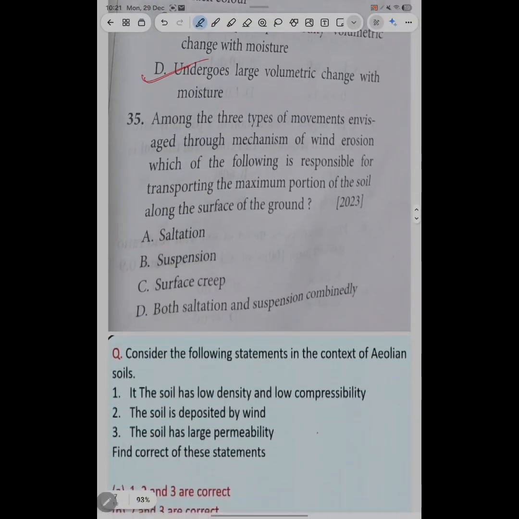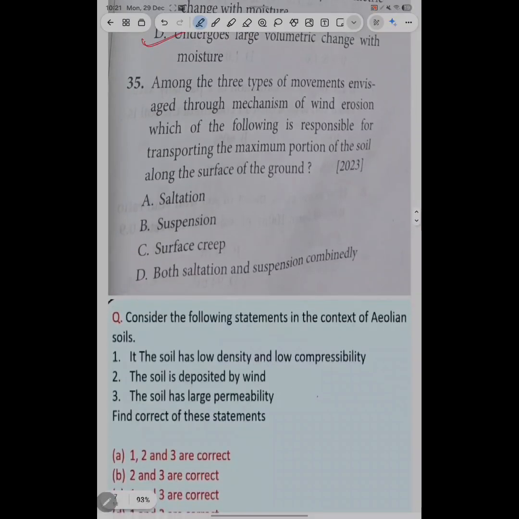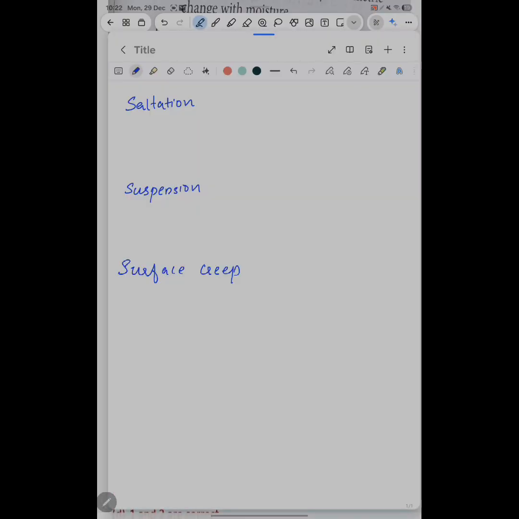The next question: among the three types of movements envisaged through the mechanism of wind erosion, which of the following is responsible for transporting the maximum portion of the soil along the surface of the ground? Here the answer is saltation. Option A is the correct answer. Here we see three new terms: saltation, suspension and surface creep.